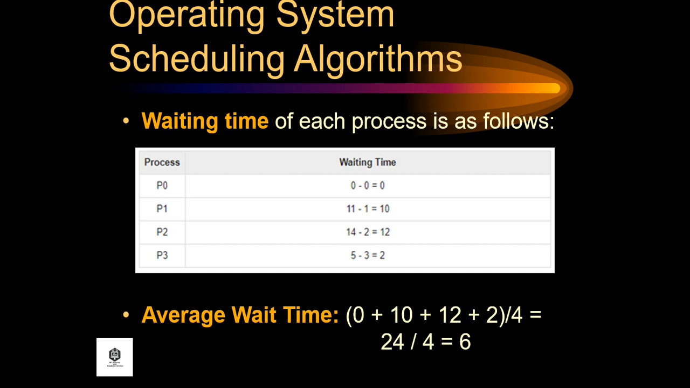Waiting time of each process is as follows. For P0, 0 minus 0. P1, 11 minus 1. P2, 14 minus 2. And P3, 5 minus 3. So the average wait time is 0 plus 10 plus 12 plus 2 divided by 4, which is equal to 6.